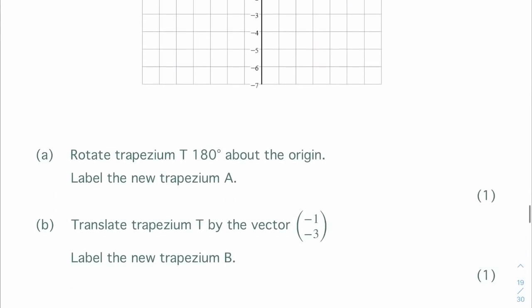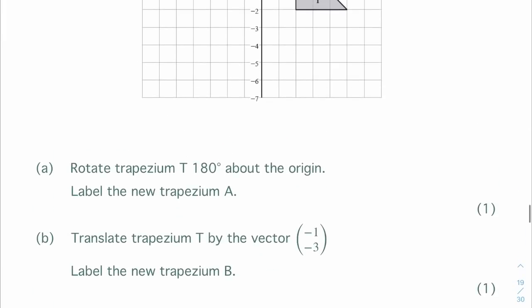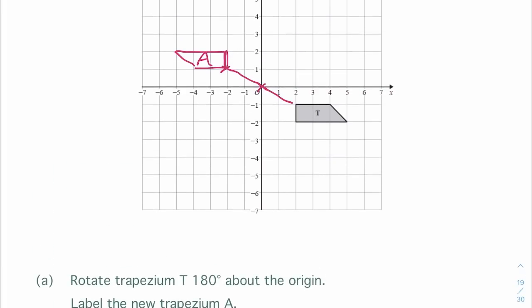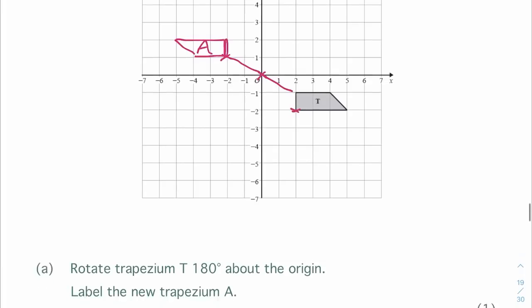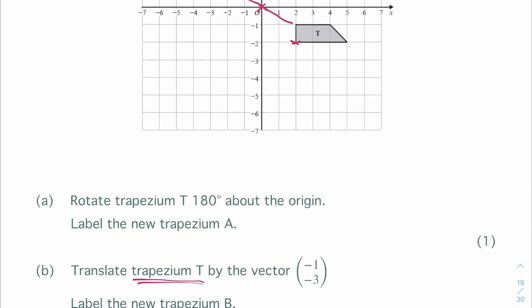It then says translate trapezium T. Now we've got to be careful with this because sometimes it asks you to translate the new shape, but this is actually asking us to translate the original shape. By the vector -1, -3. So we pick a point. I'm going to pick this one bottom left. -1 means it wants to go 1 across, so across to there. -3 means 3 down, so it goes to here. So that coordinate is going to go just down to there.